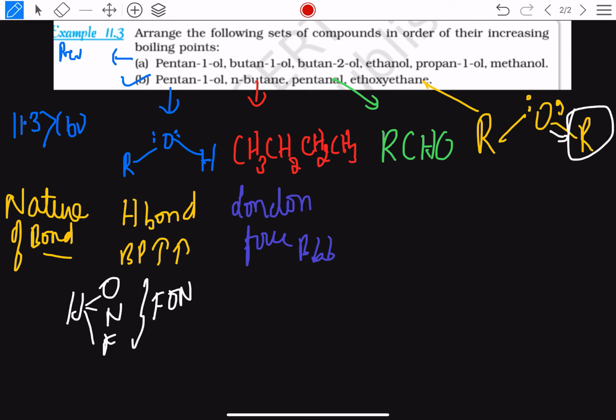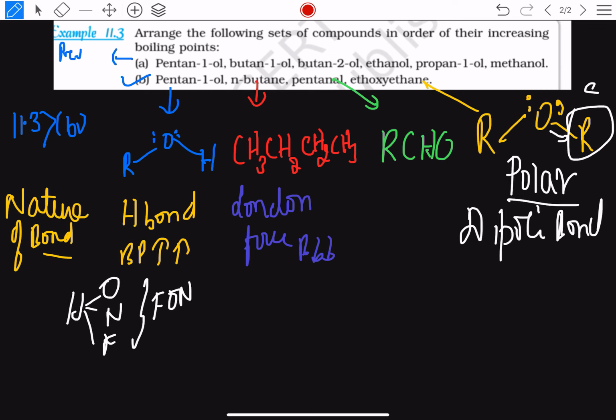But still, the oxygen is more electronegative than the carbon. That means there is a difference of electronegativity, which means the bond is polar. Whenever there is a difference of electronegativity, the bond is called polar. And this polar bond, if it is not hydrogen, can only be one option, the dipole bond. That means there is a net dipole moment, and the bond is a dipole bond.